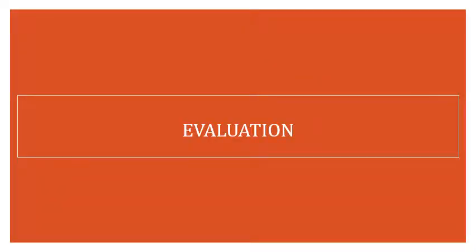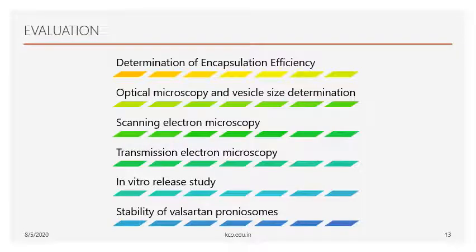Now let's see the evaluation tests for the Valsartan proniosomal formulation. These are the evaluation tests performed for the proniosomal gel. First is the determination of encapsulation efficiency. Next is optical microscopy and vesicle size determination. Next is scanning electron microscopy. Next, transmission electron microscopy. These optical, scanning and transmission methods are especially for vesicle size, vesicle distribution and vesicle shape determination only. Next is in vitro drug release, and last is stability of Valsartan proniosomes. So these are the evaluation tests for a proniosome.